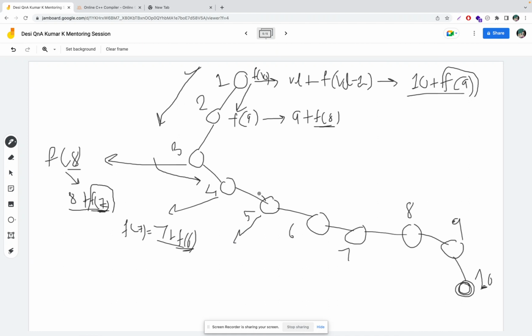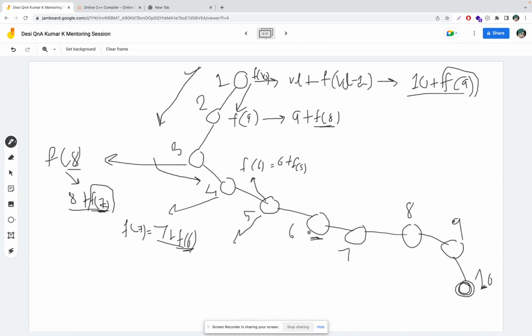Okay, so let me write the value of f of 6 here. So this is for f of 6. What will be the value of f of 6? It will be 6 plus f of 5. Got it, guys? That's it. Then f of 5 we don't know, so f of 5's value is calculated at the next node. See, we started from 1, now we have reached the 6th. We started from the top, now we are reaching the bottom.